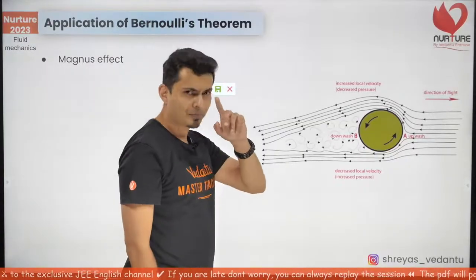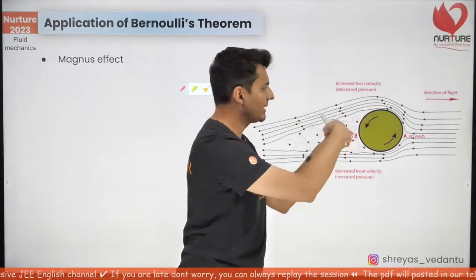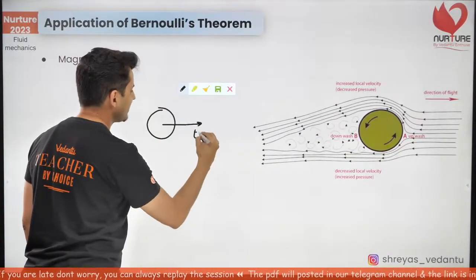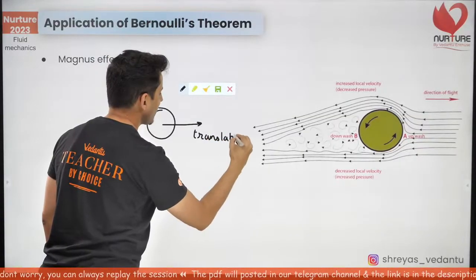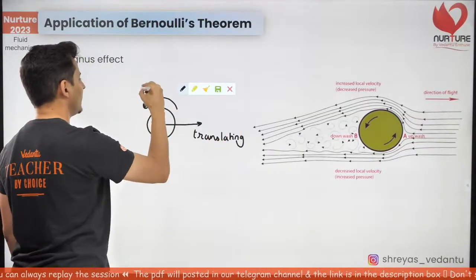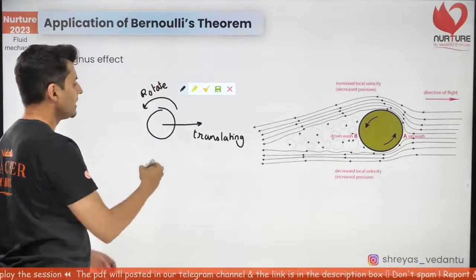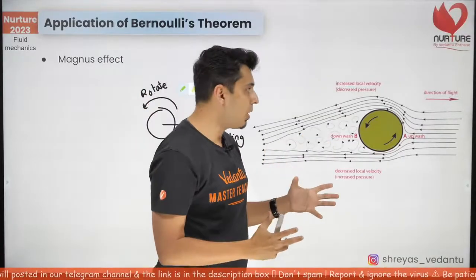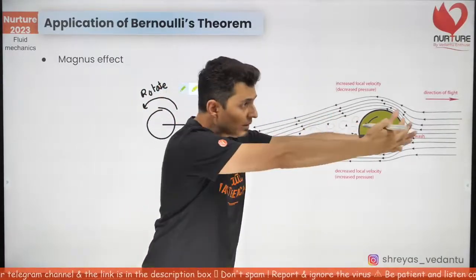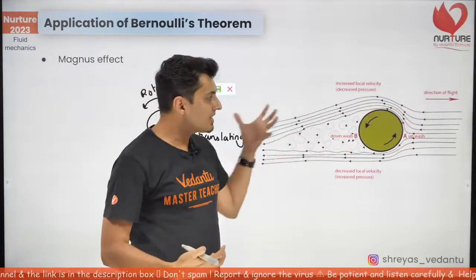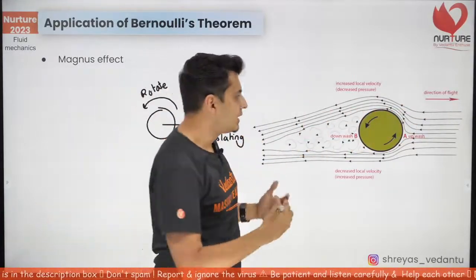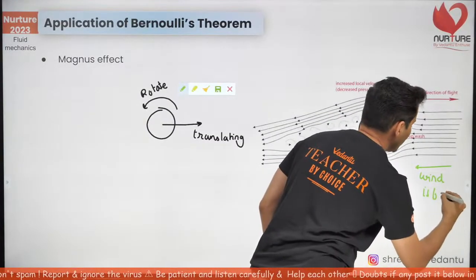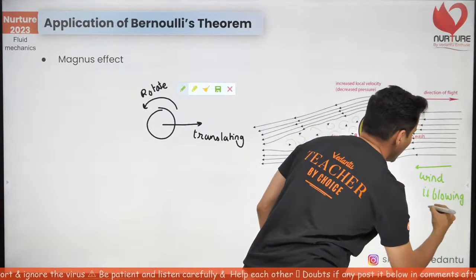So observe this. What is happening? This ball is made to rotate, and it is going like this. This is where it is translating and this is where it is rotating. From the frame of reference of the ball, understand the wind is coming against it. You can see the streamlines of the air coming against it. The wind is blowing against the ball.